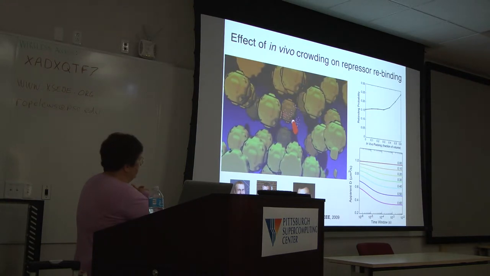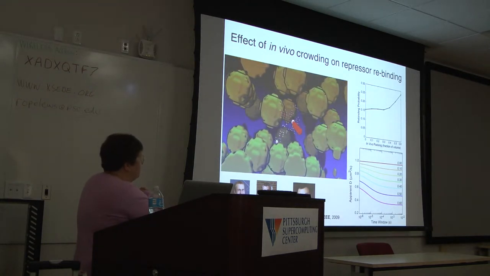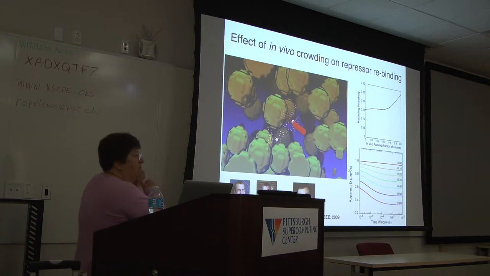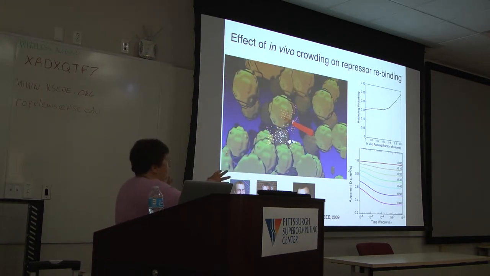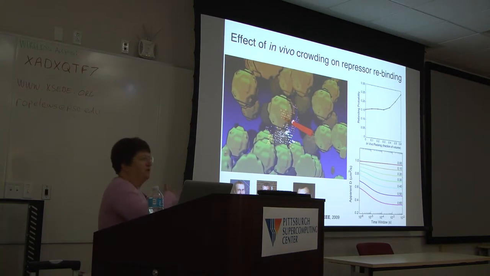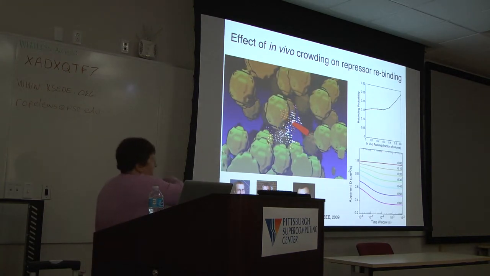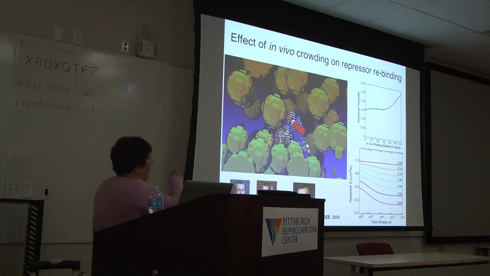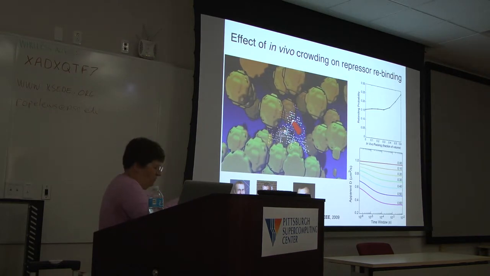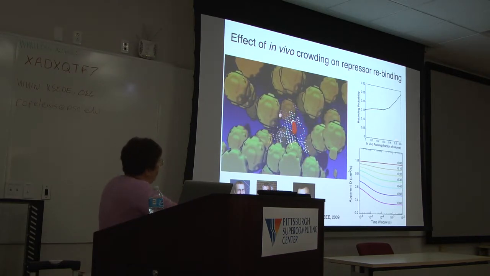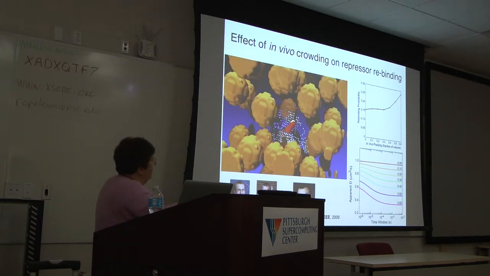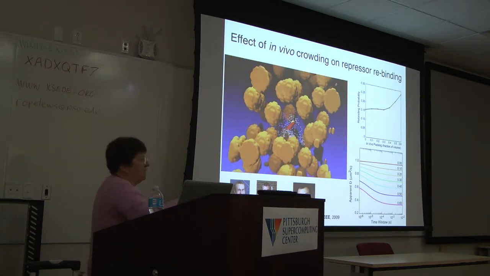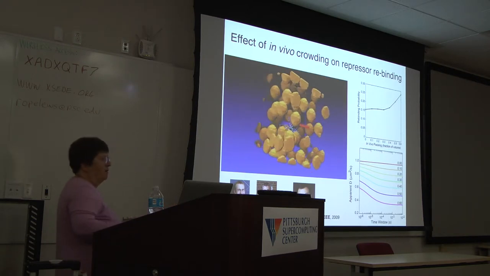It diffuses around. Most of the time, it will escape, right? And you'll have to wait for a repressor. There's, on average, about 10 to 15 of them in the cell. One comes from someplace else and binds there. This one actually rebinds. So if you look at the probability of rebinding here, and you change the packing fraction, you'll see the probability goes up if you change the packing, right?